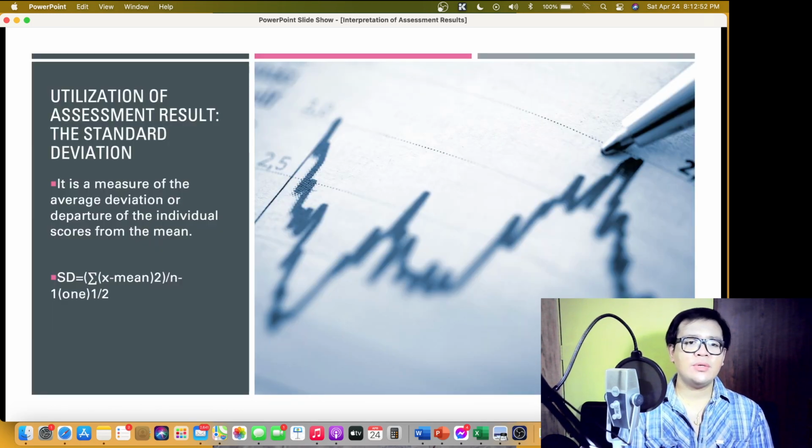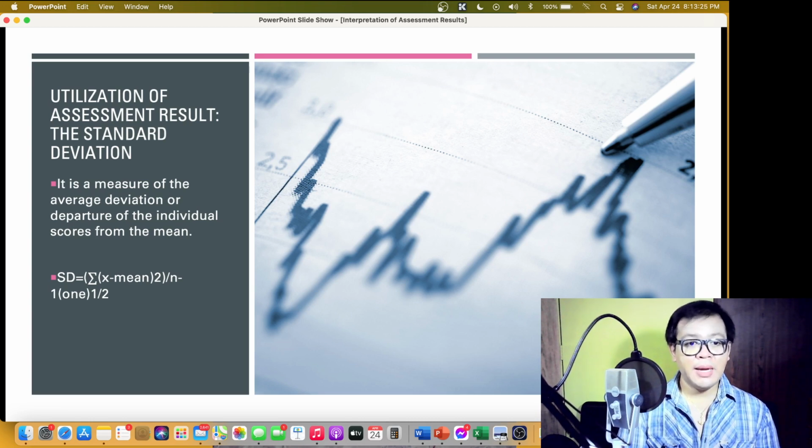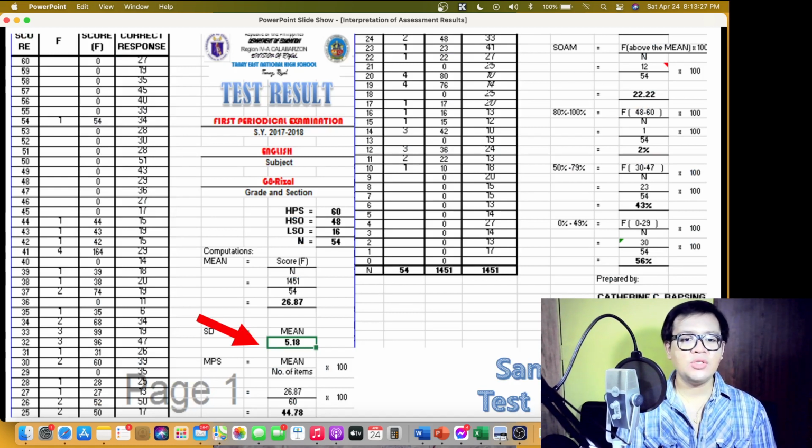Utilization of assessment results, which talks about standard deviation. So when you say standard deviation, it is a measure of average deviation or departure of the individual scores from the mean. We will be able to get the exact standard deviation if we follow the formula, which is the square root of the sum of (x minus mean) squared, divided by n minus 1. So that's how you get the standard deviation.